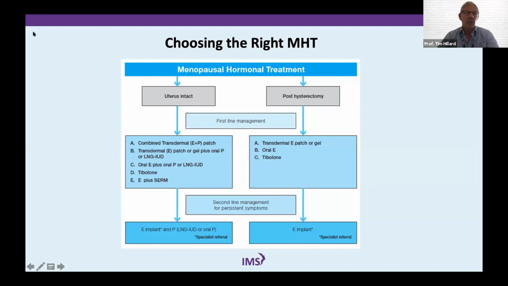If they have a uterus intact, then it's mandatory to consider using a progestogen, and the progestogen can be given either in the form of an intrauterine device or orally or as part of a patch combination, and you can choose the estrogen combination that goes with that. And again, we'll go through that in a bit more detail. But essentially, that is the basic starting point for any prescription of MHT. And only if you run into problems with that do you need to consider more complex things like implants, which are mentioned at the bottom.